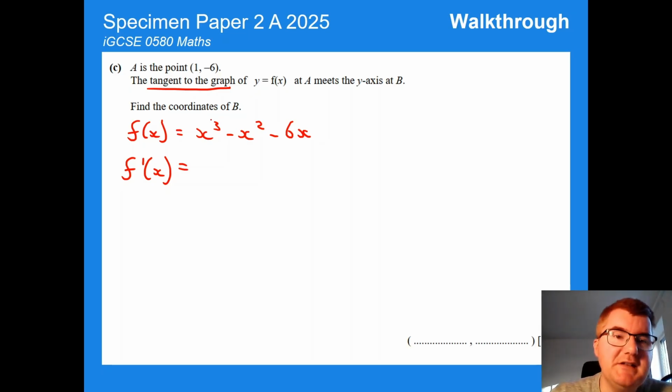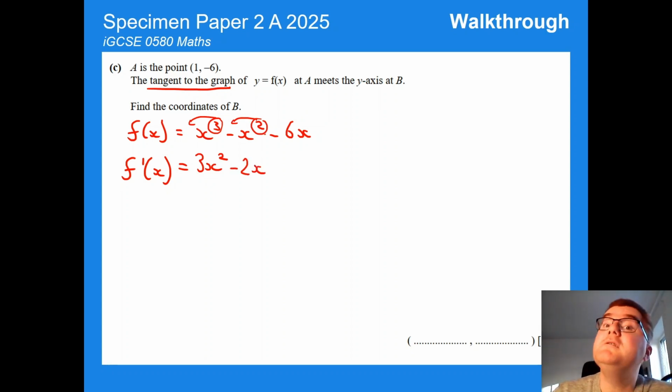The way that we do that is we take the 3, we bring it to the front, so we get 3x. And now we reduce that by 1, so that's squared. Do the same here, bring it to the front, which is minus 2x. Reduce the index by 1, so it just gives us 2x. And then here, if you find the gradient of a linear function, you just take the number, so minus 6.